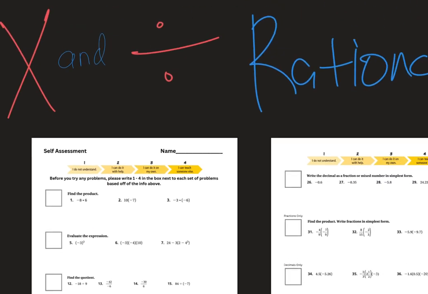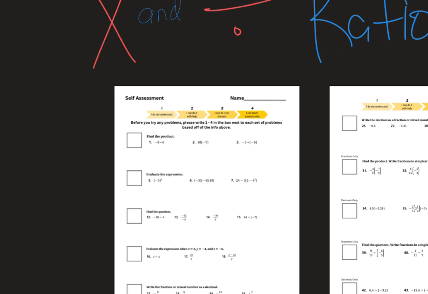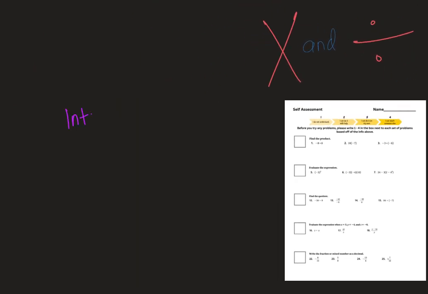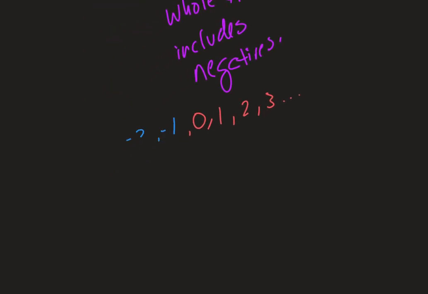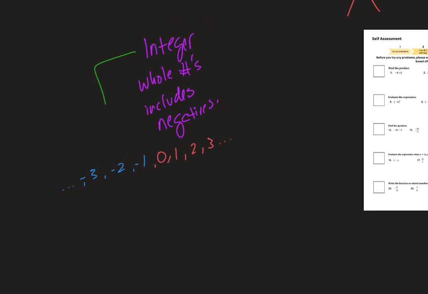Now, if you're like, wait a second, doesn't this say rationals? What are we talking about? Integers? What's the difference? I'm glad you asked. So an integer is basically all of the whole numbers, but it includes negatives. So if I were to start a list, an integer starts with 0, 1, 2, 3, and goes on forever. But I can now go in this direction, -1, -2, -3, and I can go on forever in that direction, okay? Those are the integers.